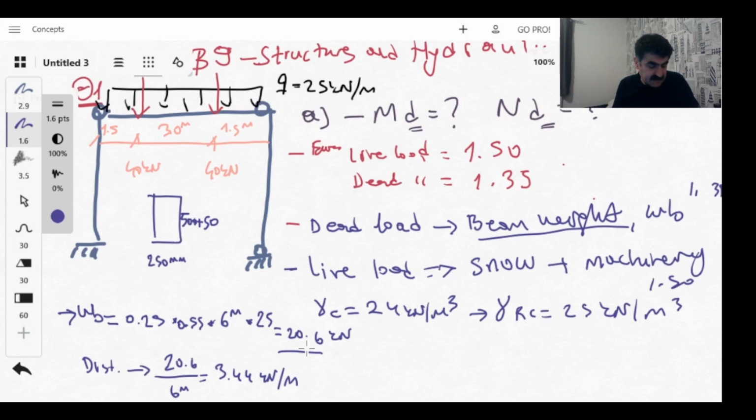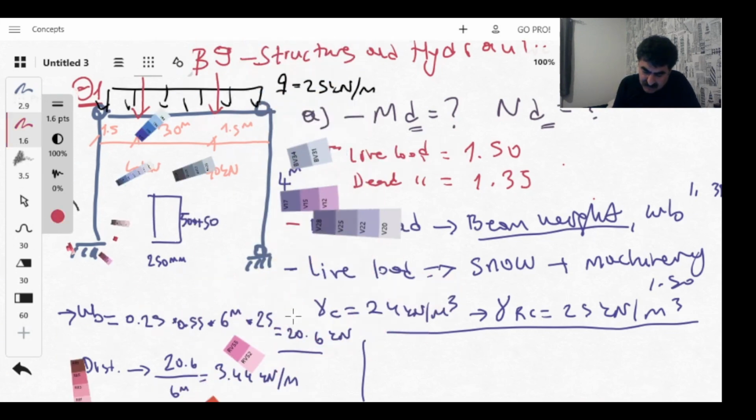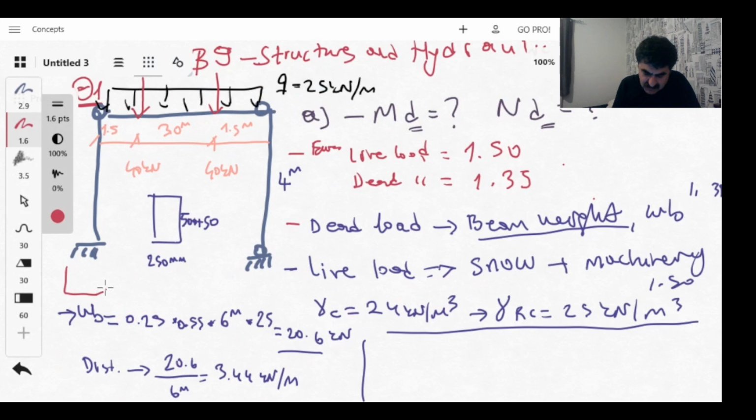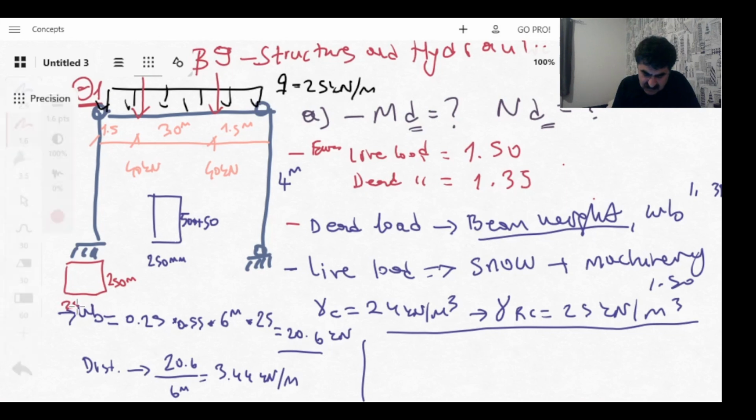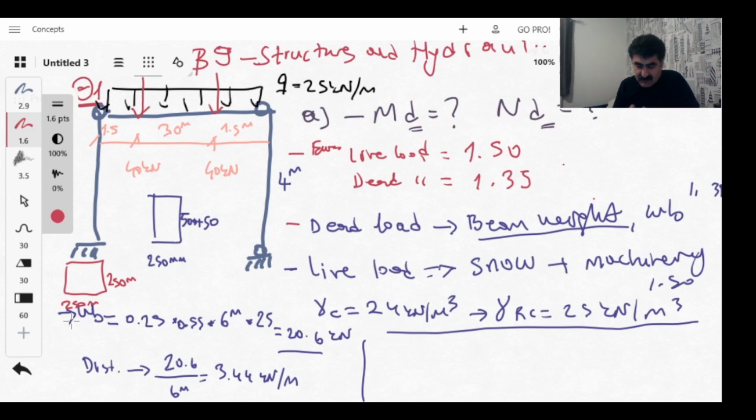So it is normal. As I calculate the beam weight, I want to calculate the column weight as well. The height of the column is 4 meters. So the section of the column, let me draw the section. I'm going to draw the section of the column here. Sorry, the drawing is not very nice, but my pen is a little bit interesting. So 225 millimeters, sorry, 25 centimeters by 25 centimeters.